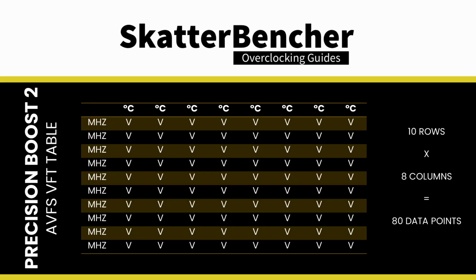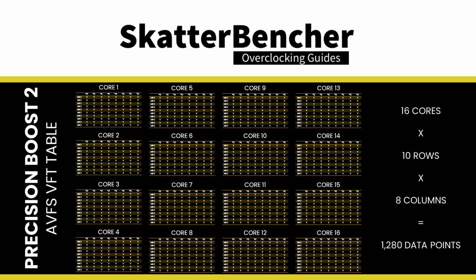Back in 2015, this VFT table consisted of 10 rows and 8 columns, so 80 distinct data points. It's not entirely clear if that's still the case with the Zen 4 Ryzen 7000. Furthermore, each core inside your CPU has its own VFT table, so for a 16-core Ryzen 9 7950X, you'd have 80 times 16, or 1280 data points. Note that this VFT table is a factory fused table created during manufacturing.